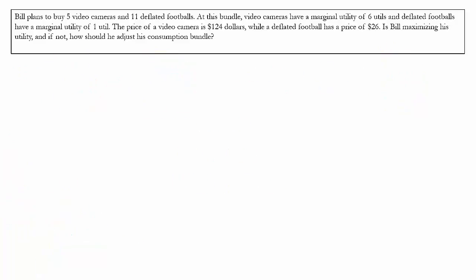Now let me show you another way of approaching this problem. This way is going to calculate the ratio of marginal utility to price. We're going to calculate the marginal utility per dollar spent on each good. Let me explain. The problem tells us that for Bill, the marginal utility of a video camera is 6, and the price of a video camera is $124. So, if Bill spends $124 on a video camera, his total utility will go up by 6 utils.